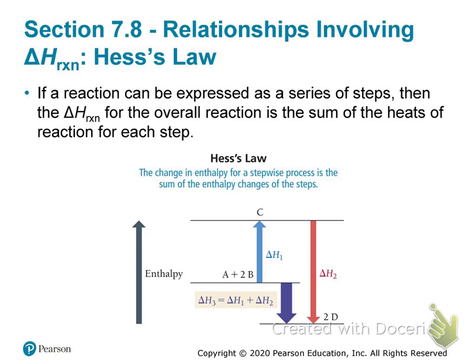The second way to calculate enthalpy is using Hess's law. So Hess's law states the following. If a reaction can be expressed as a series of steps, then the delta H of the reaction for the overall, the whole thing, is the sum of the heats of the reaction for each step.